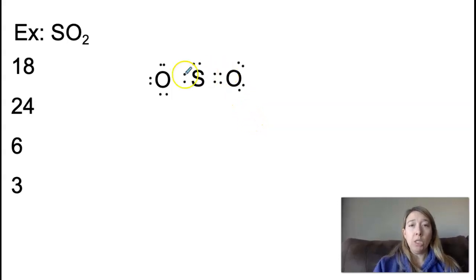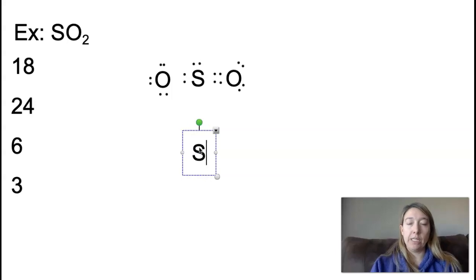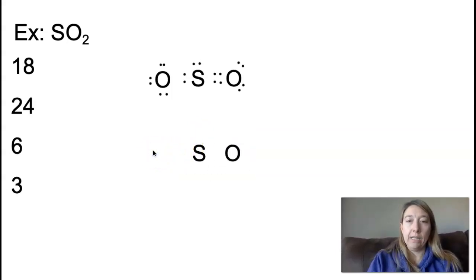So make sure it works, right? Everything has a full valence shell. We have 2, 4, 6, 8, 10, 12, 14, 16, and 18. So we have 18 valence electrons. So now we want to turn this into a line diagram. So we still have the S and the O.